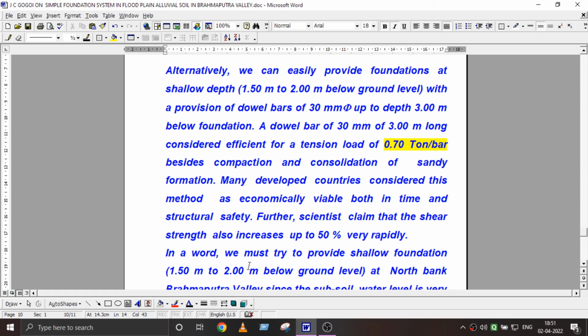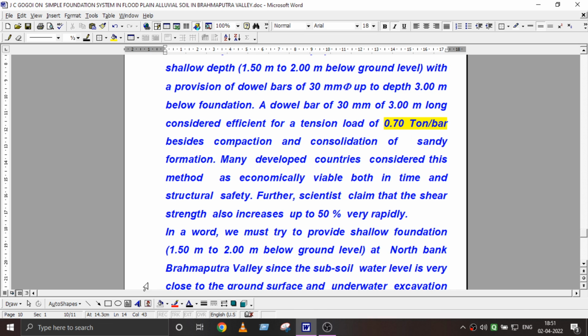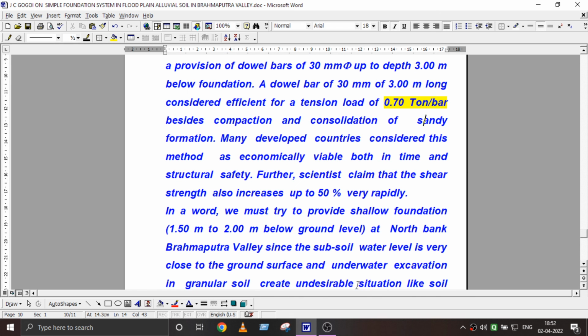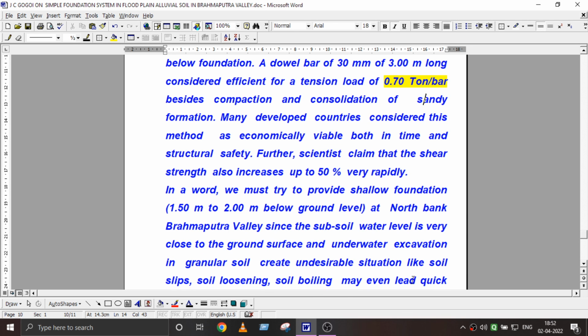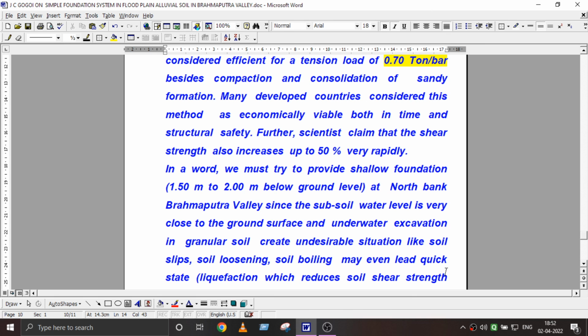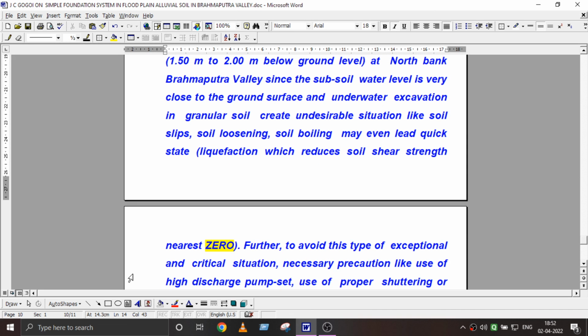In a word, we must try to provide a shallow foundation 1 meter to 2 meter below ground level at the north bank of Brahmaputra Valley, since the subsoil water level is very close to the ground surface level, and underwater excavation in granular soil creates undesirable situations like soil slips, soil loosening, soil boiling, which may even lead to quick state liquefaction, which reduces soil strength nearest to zero.